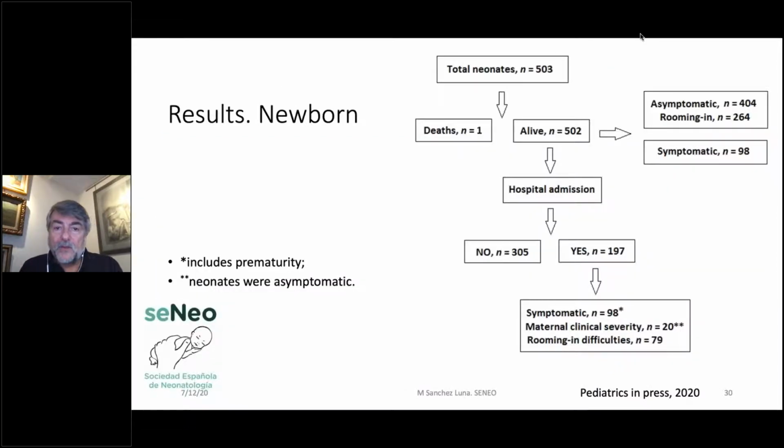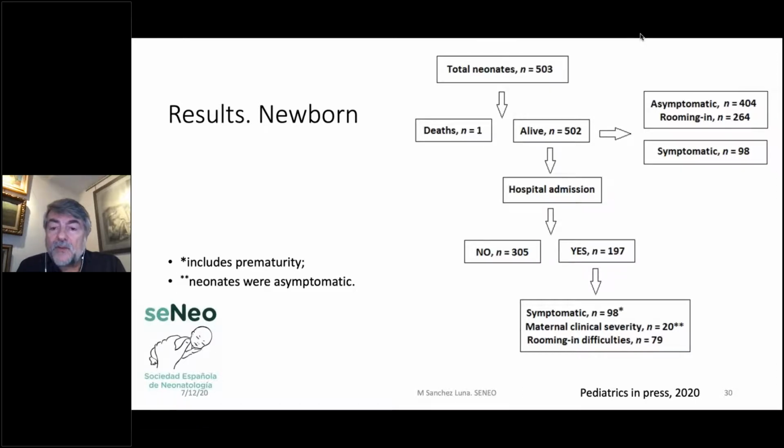So this is the flow of the neonates born from positive mothers. We have only one baby who died, 502 alive. Most of them were asymptomatic and symptoms appeared in 98. What about the symptoms? Most of the symptoms were related to prematurity or standard conditions of neonates. So the hospitalization rate was very low.